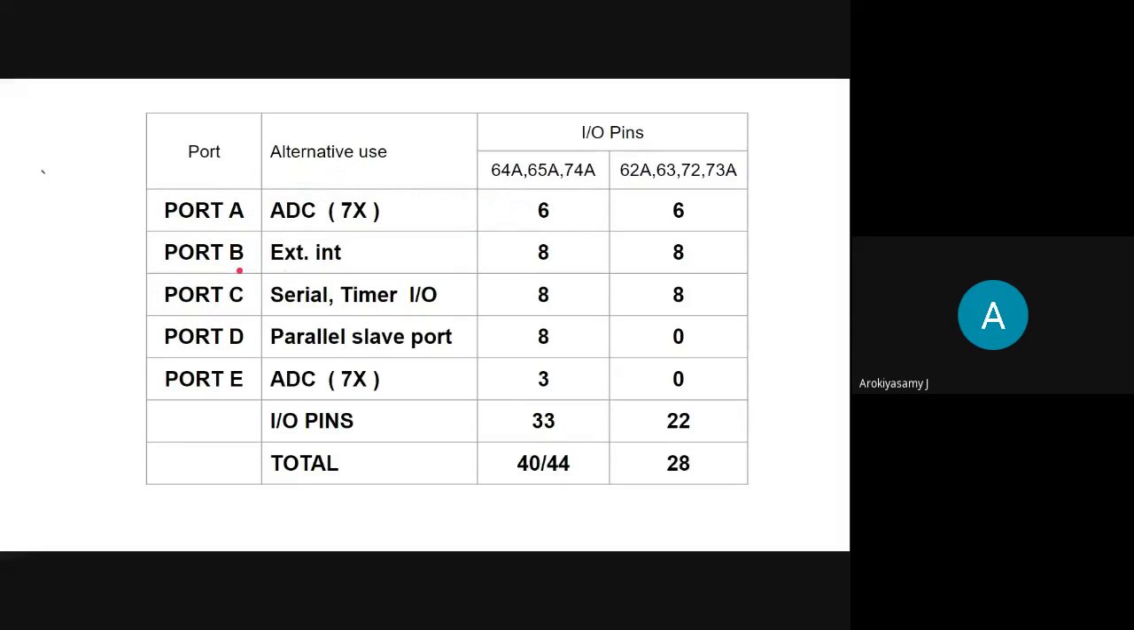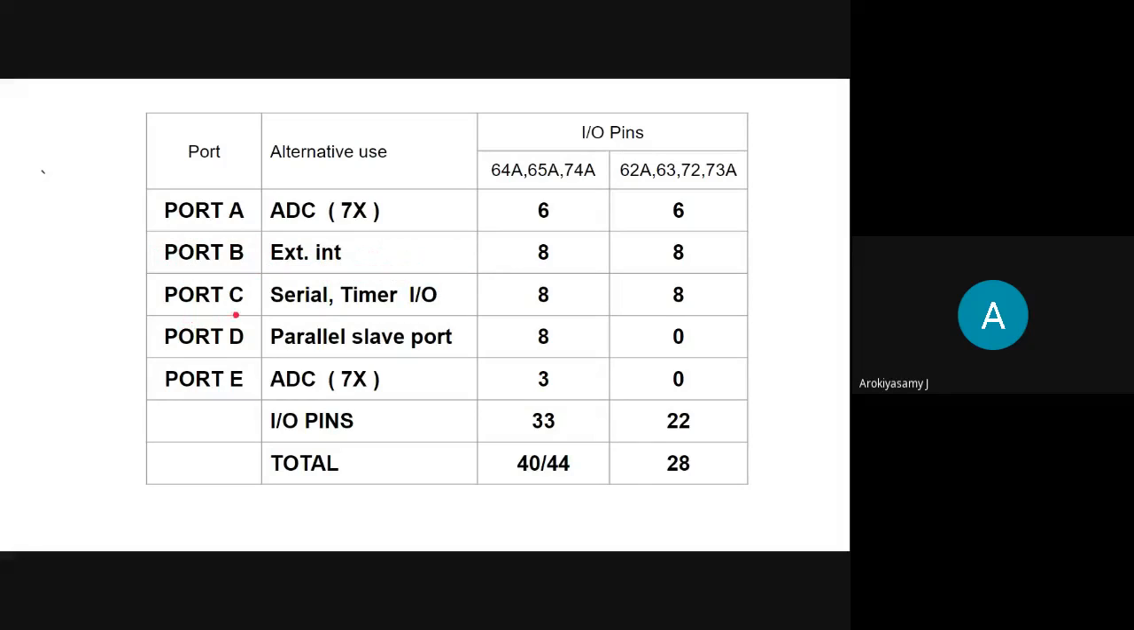Alternative use for port B. In port B, there are 8 lines. These 8 lines are also used for external interrupt handling as well as port B. So 2 uses for the same 8 lines. That means the lines are multiplexed. They are used for dual purpose. Sometimes it is used for external interrupt handling. At other times, it is used for port B function.